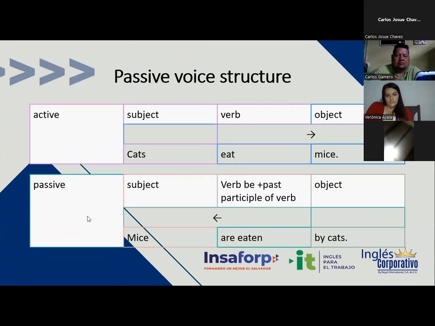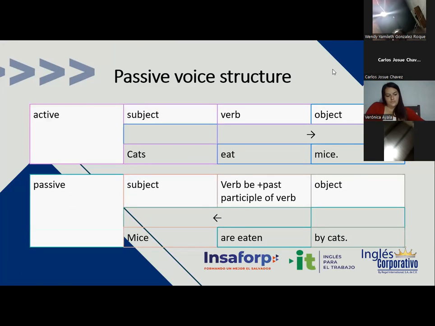Okay, the passive structures. As I was saying, basically, look, we have two different structures related to the voice. We have the active voice and we have the passive voice, okay? In the active voice, if you take a look in there, the subject is the one that is emphasized, okay?